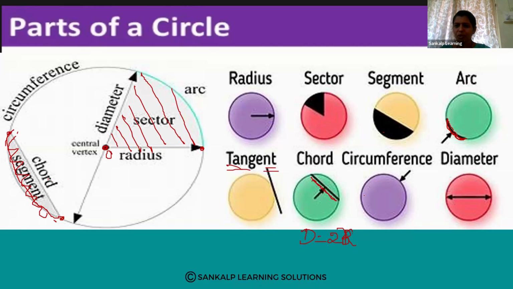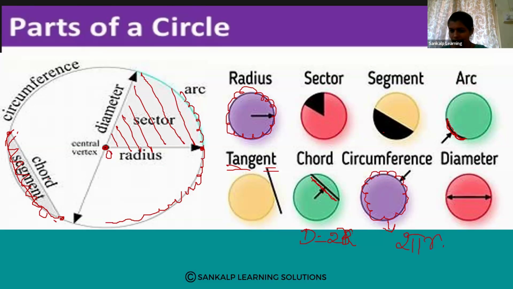And circumference. What do you mean by circumference? Circumference, in other words, is called perimeter. Circumference means the outer boundary of the circle. See, this is the outer boundary. Yes or no? If you consider this is a circle, then the outer boundary of the circle, we call a circumference. Then what is the formula to calculate circumference of a circle? That is 2 pi r.